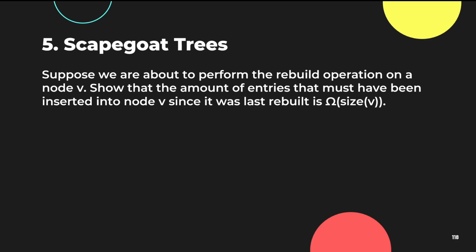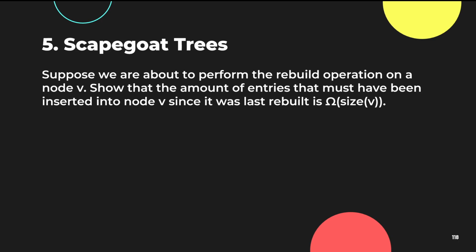So, suppose we are about to perform the rebuild operation on a node V. It's a proving question here. So show that the number of entries that must have been inserted after it was last rebuilt is omega of size of phi. So we want to prove that the minimum number of insertions such that it will be an unbalanced tree again after the last rebuild is just omega of size of phi. This part is a bit tricky. Anyone? Bonus participation for those who can answer.